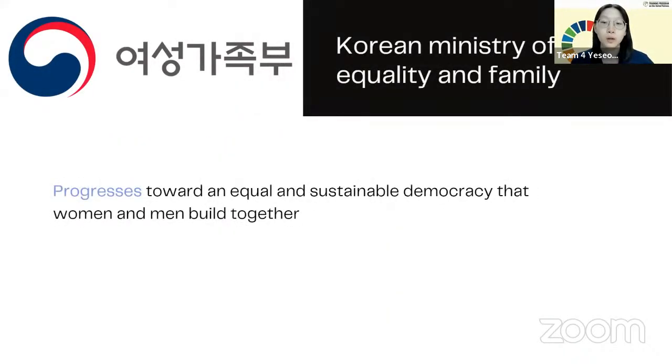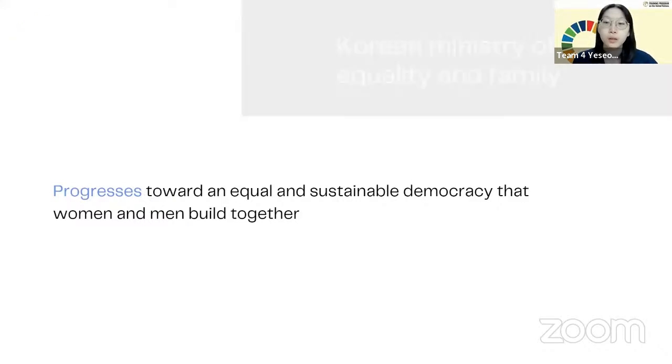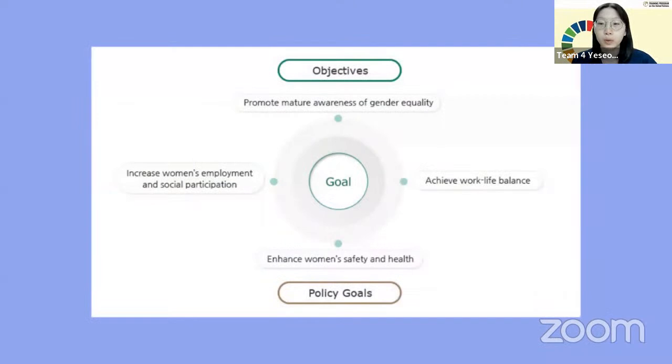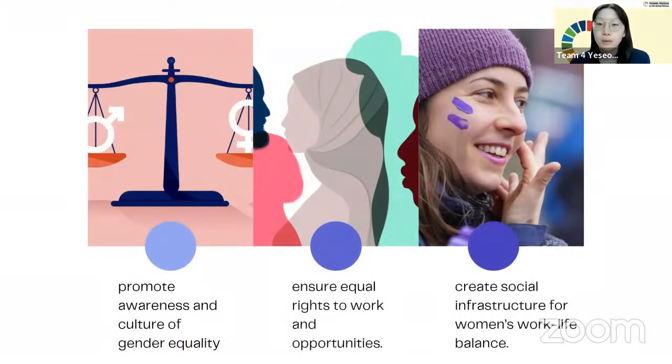Lastly, for the policies in our own country, the Ministry of Gender Equality and Family progresses toward an equal and sustainable democracy that women and men build together. Their objectives are to promote mature awareness of gender equality, increase women's employment and social participation, help women achieve a work-life balance, and enhance women's safety and health. They have 6 major projects and 22 implementation strategies, and I will talk about 3 of them, which I think are the most important and achievable.